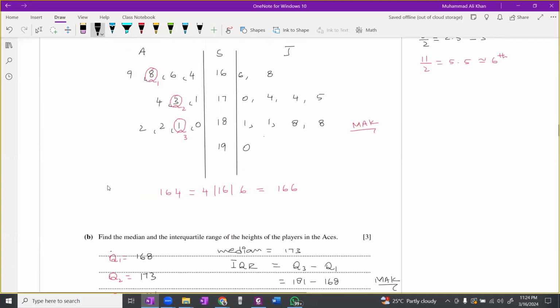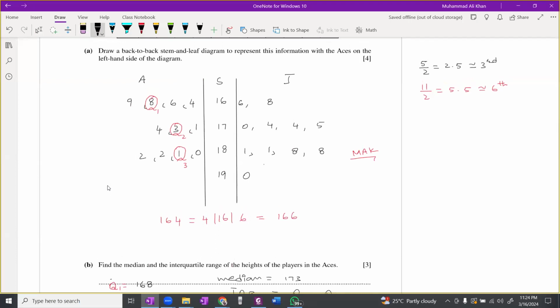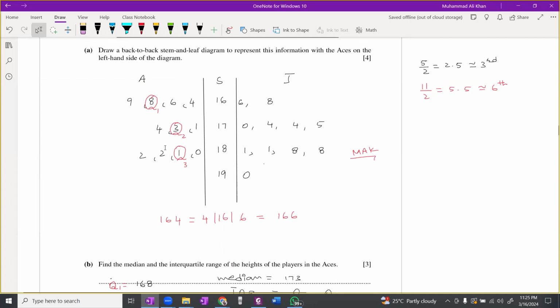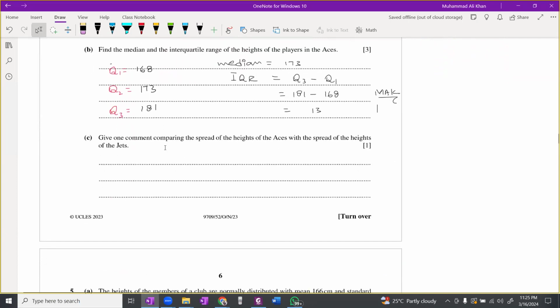Spreadness हमें चेक करनी है डायग्राम को देखते हुए, इस स्टेम लीफ डायग्राम को देखते हुए. तो आप देखिए एसिस की स्प्रेडनेस कम है एज कंपेयर टू द स्प्रेडनेस ऑफ जेट्स. जेट्स की स्प्रेडनेस पूरी 19 तक है और एसिस की स्प्रेडनेस सिर्फ 18 तक है. तो हम लिख सकते हैं कि जेट्स have larger range, or we can also call it jets have larger spread.